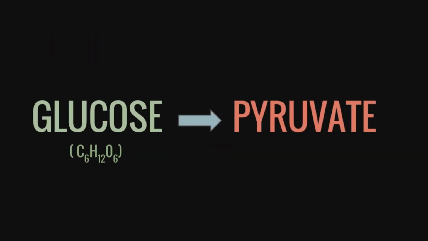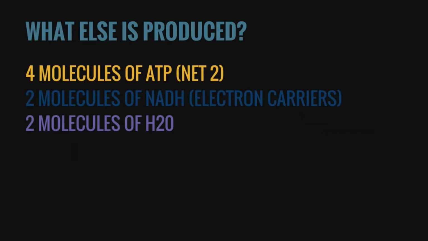Okay, and so essentially, glycolysis, the main part is that we take glucose, C6H12O6, and convert it to pyruvate. Now, there are other things that are produced in this metabolic pathway. We have 4 molecules of ATP, but since we are investing 2 in the beginning, which we will go deeper in further, the net ATP we gain out of this process is 2. We get 2 molecules of NADH, energy-rich molecules, useful in further steps of respiration, and 2 molecules of H2O.